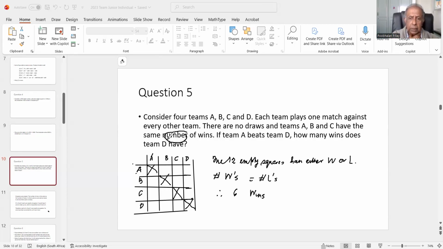Same number of wins. So if that number is 1, that means A has got 1 win, B has got 1 win, C has got 1 win. So there are 3 wins, and that's not right. Okay, so therefore there are 6 wins altogether. So this number will have to be 2. So each of A, B, and C had 2 wins.